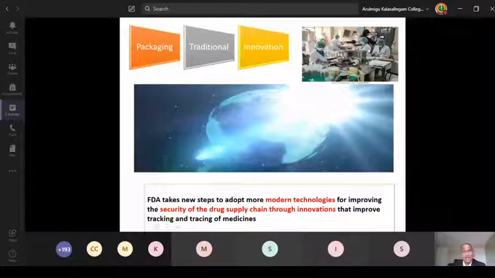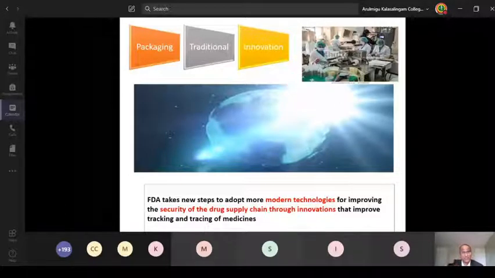Now in this slide, I'm going to talk about packaging innovation, from traditional to innovative. FDA is taking new steps to adopt more modern technologies for improving the security of the drug supply chain through innovations that improve tracking and tracing. The main point here is the serialization of the packaging. So what is serialization? FDA is particularly emphasizing the tracking and tracing of medicines through the drug supply chain.